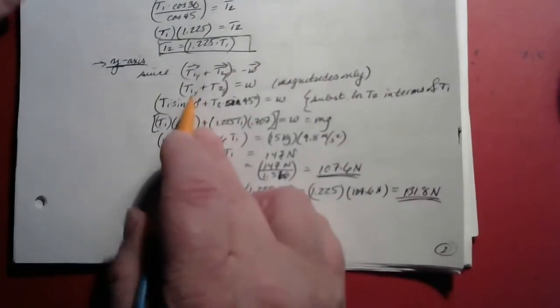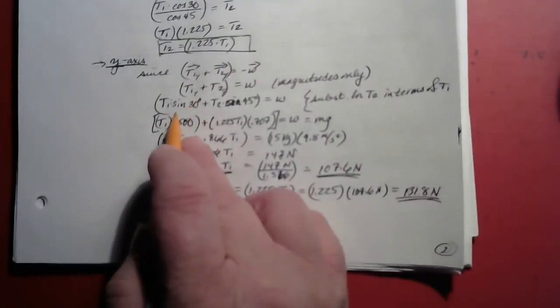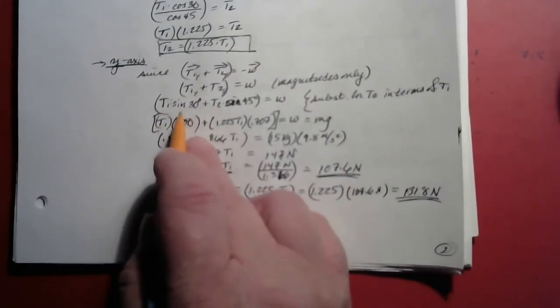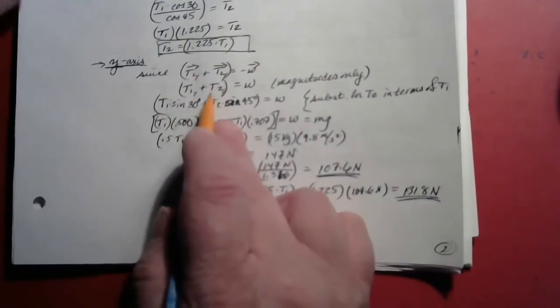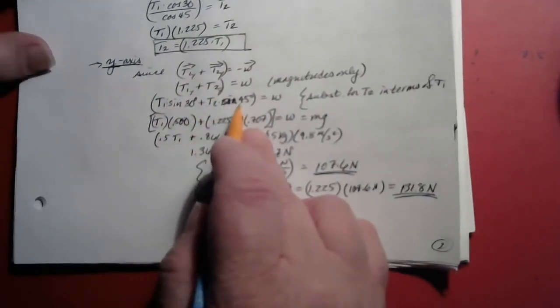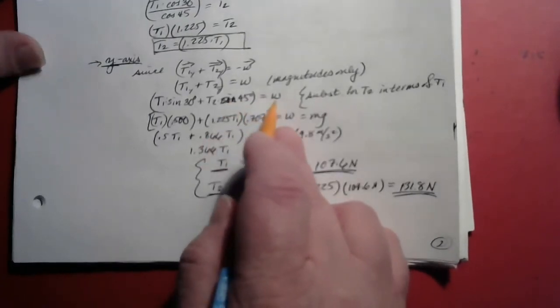Okay, so the y component for T1 is going to be the magnitude of T1 times the sine of 30. The y component of T2 is going to be the magnitude of T2 times the sine of 45, and that's equal to W.